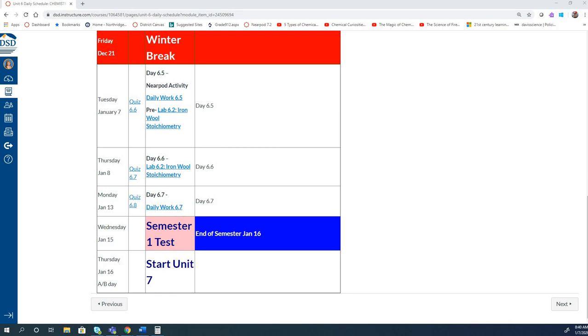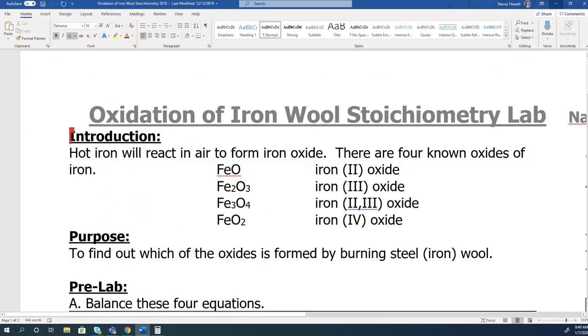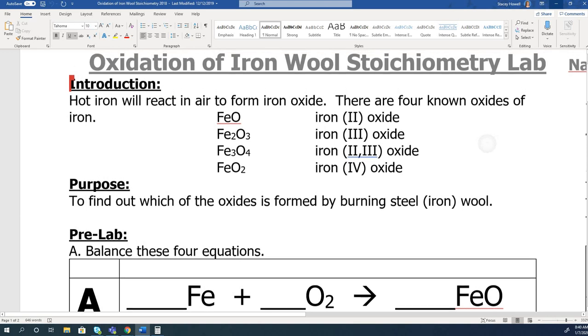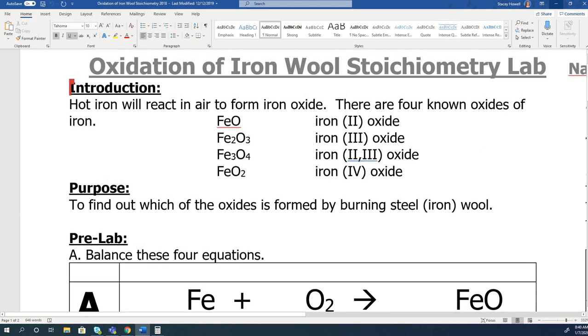So let's look at the lab paper to start with, the oxidation of iron wool. The stoichiometry lab. We will be taking and oxidizing iron, and we're trying to figure out what we're going to make. Are we going to make iron(II) oxide? Are we making iron(III) oxide? Are we making iron(II,III) oxide? Or are we making iron(IV) oxide? So we're trying to figure out what we're making when we make this reaction happen.